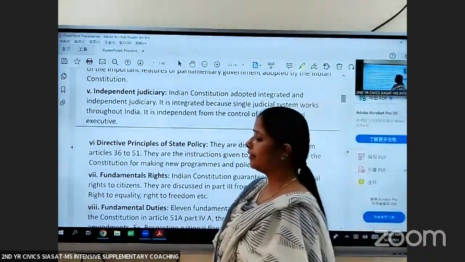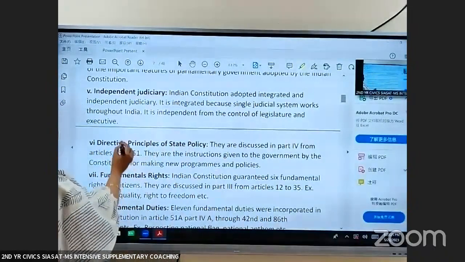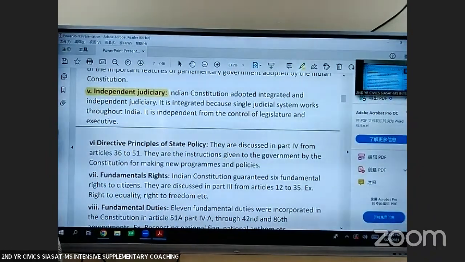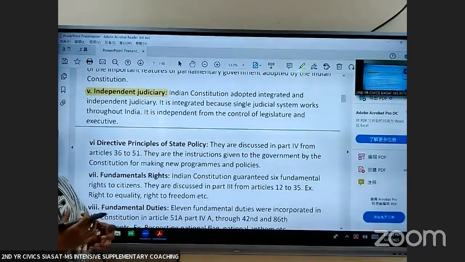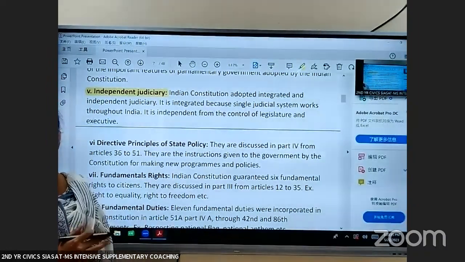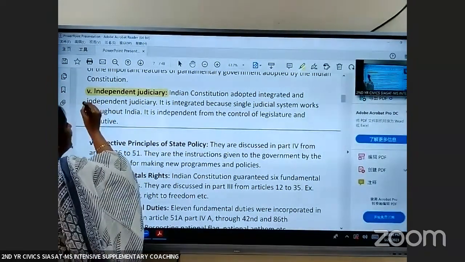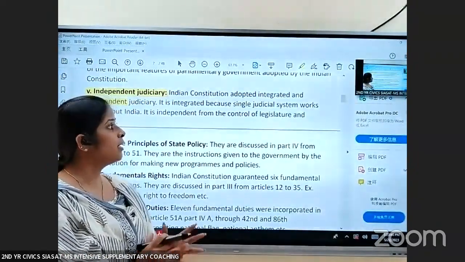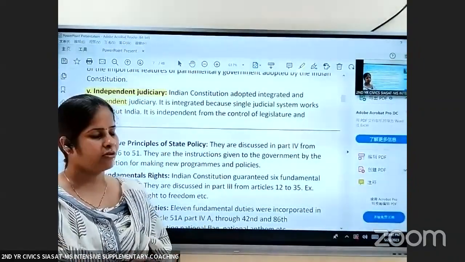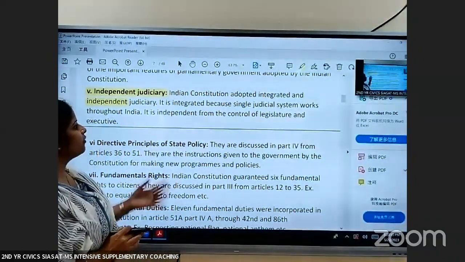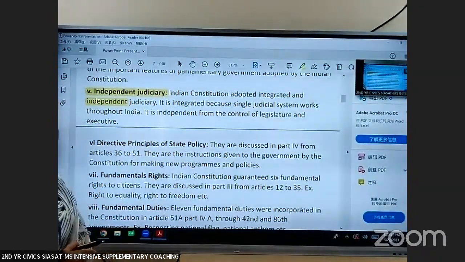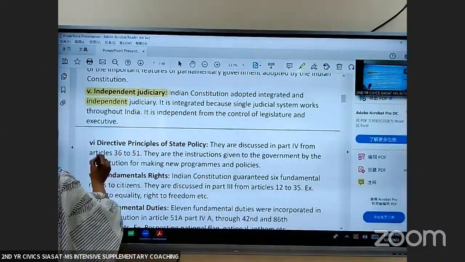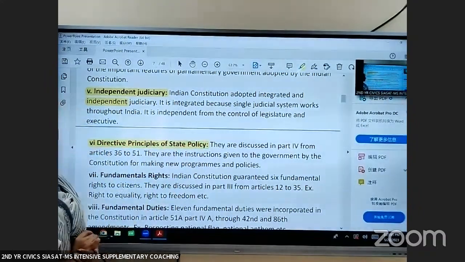Let us now discuss another feature, that is independent judiciary. The Indian Constitution has adapted an integrated judiciary. Integrated means we have one judicial system throughout the country, and it is independent from the control of legislature and executive. Then another important feature is directive principles of state policy.